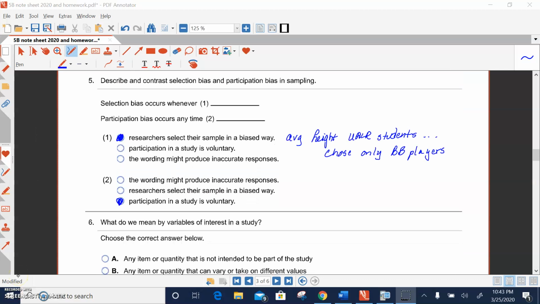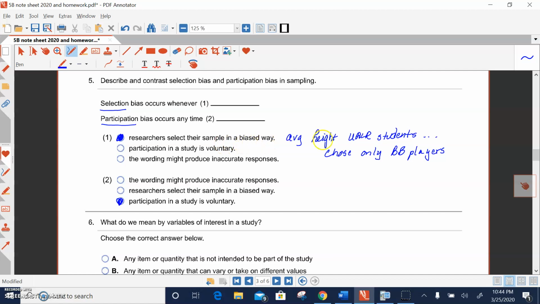All right, number 5, read it, pause it. So what do you think about number 5? Selection bias and participation bias. Two important words. Selection is the researcher is selecting people. Participation is you. Do you choose to participate? Selection bias occurs when the researchers select their sample in a biased way.